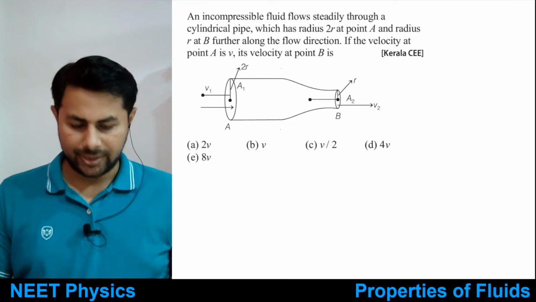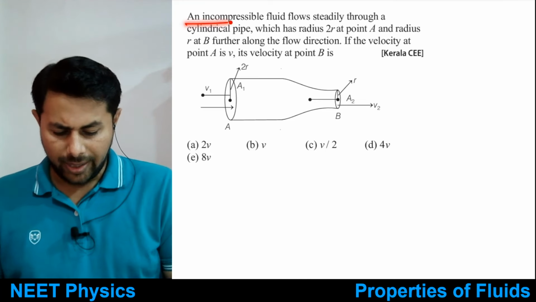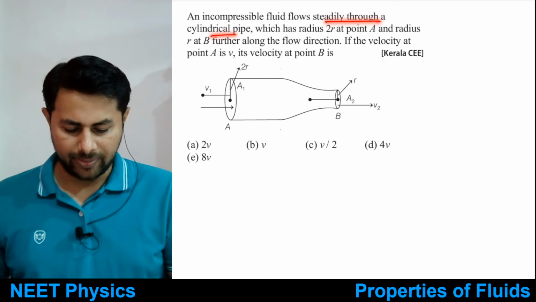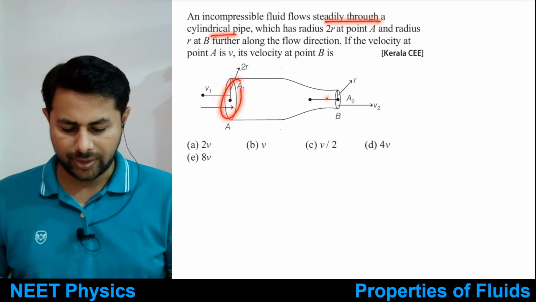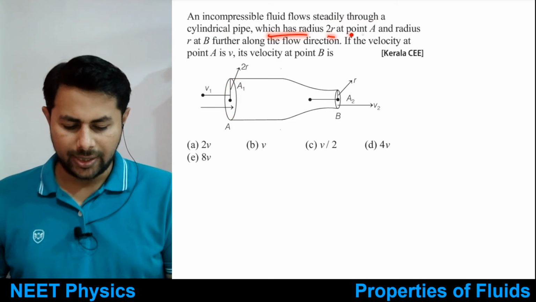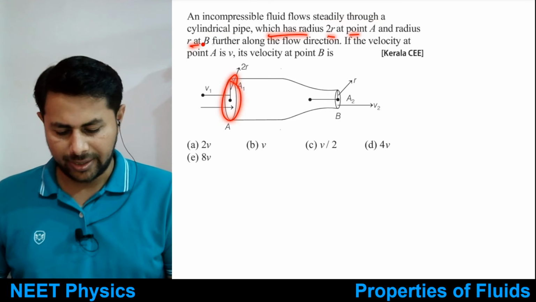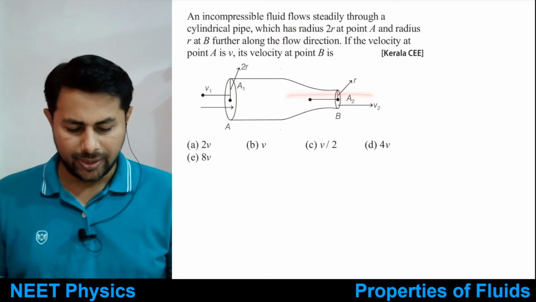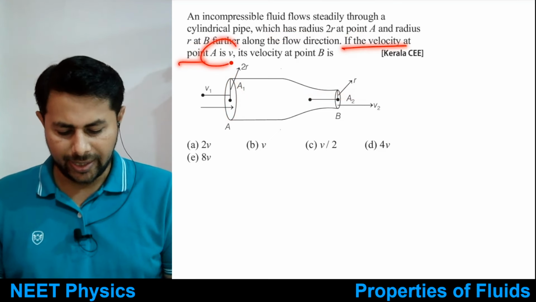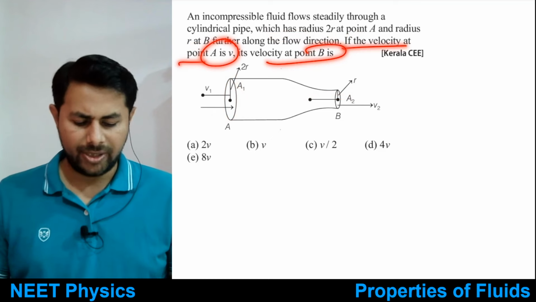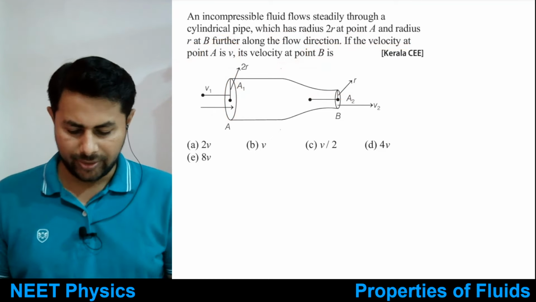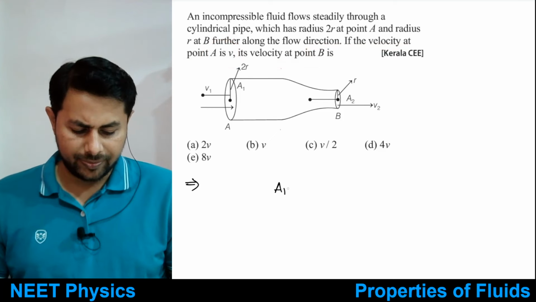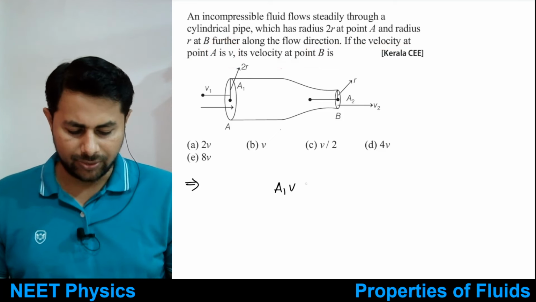All right, let's see the next one. An incompressible fluid flows steadily through a cylindrical pipe like this, which has radius 2r at point A and radius r at B further along the flow direction. If the velocity at point A is v, the velocity at point B is very simple. You just need to apply what? Equation of continuity, that A1 V1 is equal to A2 V2.